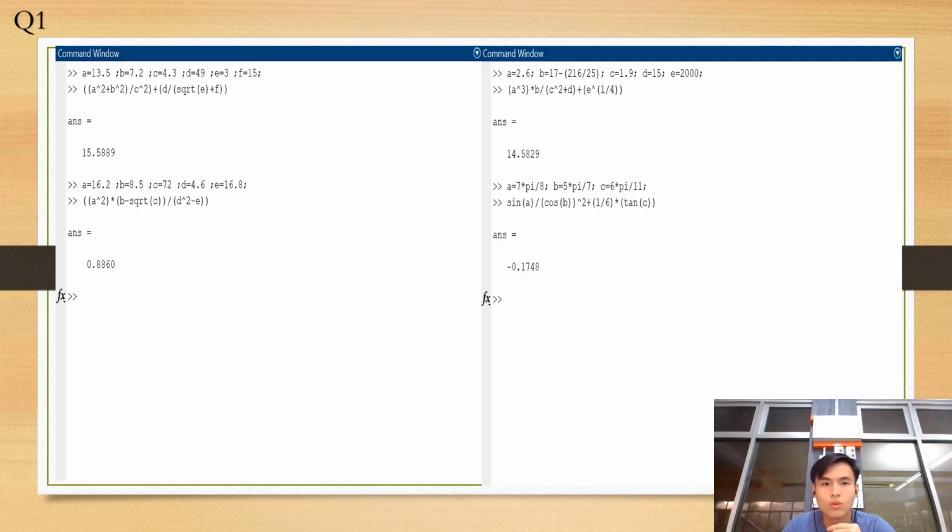To solve question 1a, first I have to define my variables, which are a equal to 30.5, b equal to 7.2, c equal to 4.3, d equal to 49, e equal to 3 and f equal to 15. Then I write the equation in the command window and press enter. Then I will get my answer, 15.5889. Same with the method to solve question 1b, c and d.